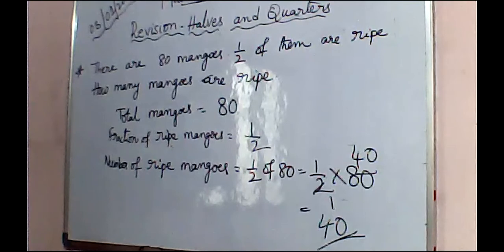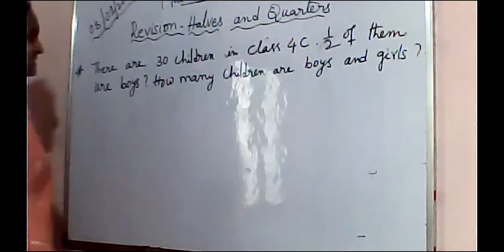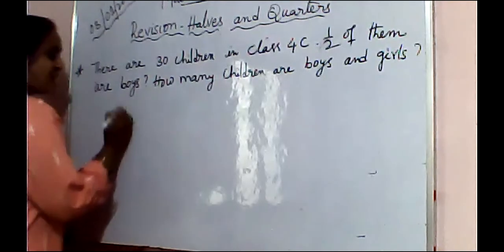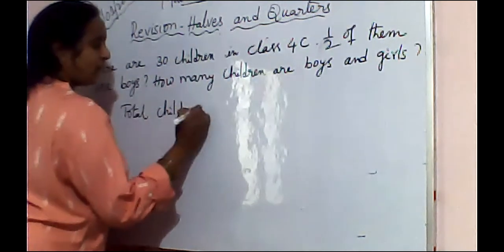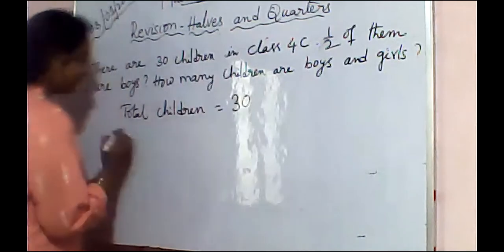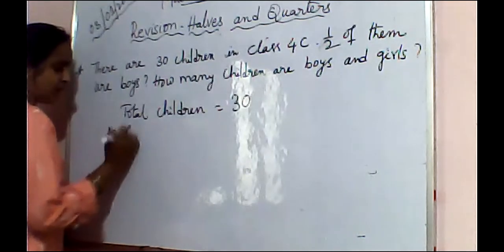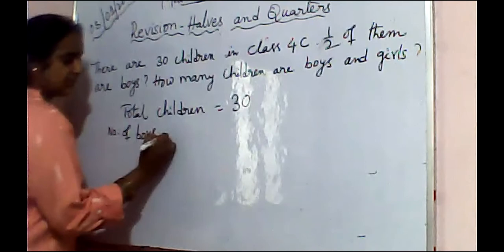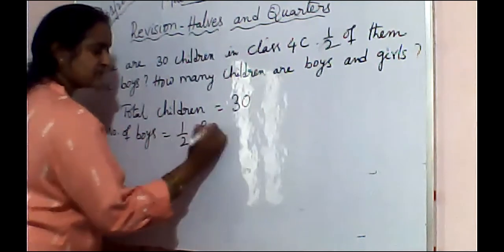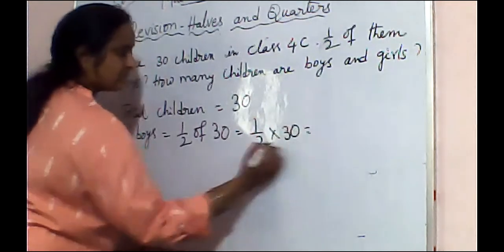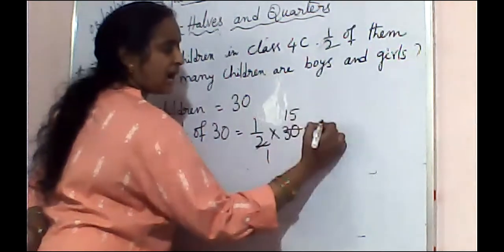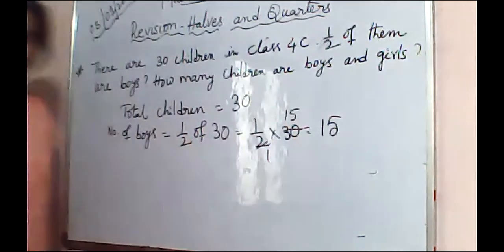Now I will give one more question. You have to answer it. There are some children in the class, and half of them are boys. So total children, how many are there? 30. So number of boys is half of 30. Half of 30 is 15.